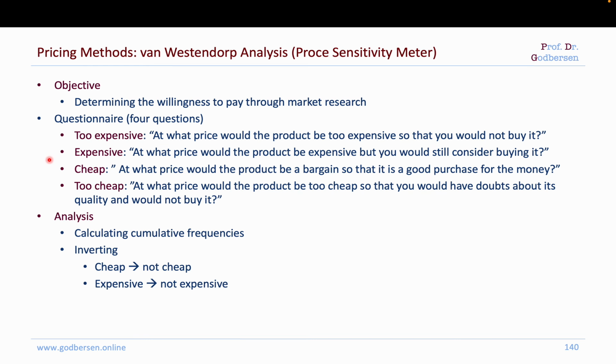Too expensive: at what price would the product be too expensive so that you would not buy it? Expensive, second variable: at what price would the product be expensive, but you would still consider buying it? Third question, cheap: at what price would the product be a bargain so that it is a good purchase for the money? Finally, too cheap: at what price would the product be too cheap so that you would have doubts about its quality and would not buy it?